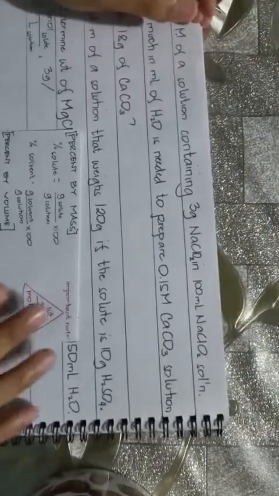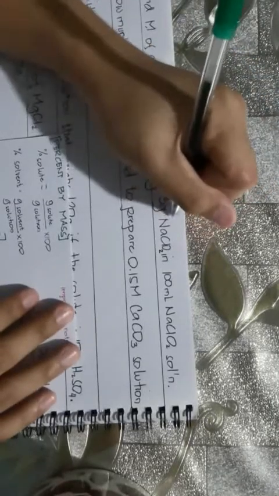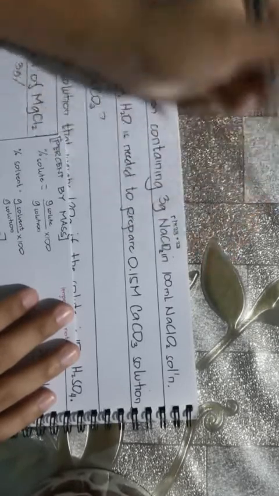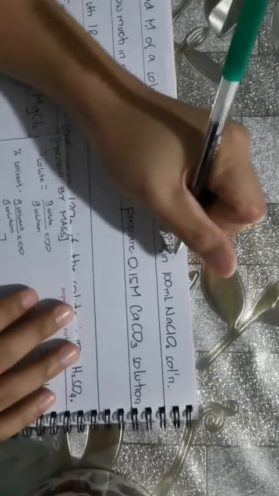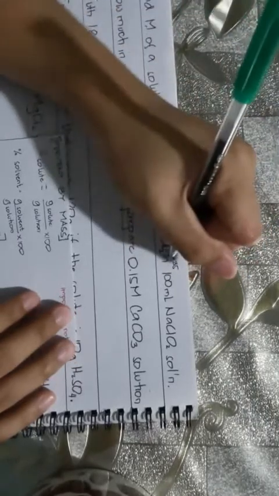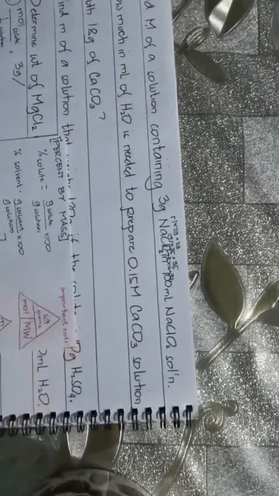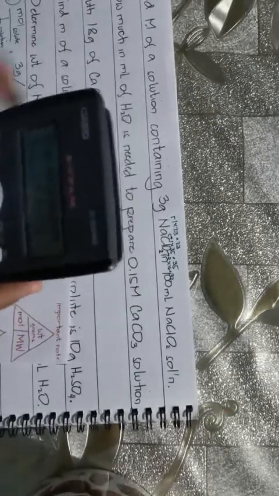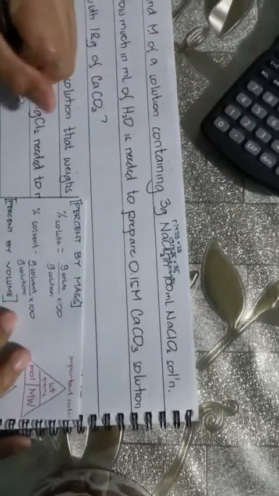So ano bang molecular weight ni Na? NaClO2 or sodium chloride. So si Na, isa lang siya, times 23, it is equal to 23. Next, chlorine, isa, times 35, it is equal to 35. Next, we have oxygen, 2 times 16, it is equal to 32. So, kukunin natin yung sum. So, 23 plus 35 plus 32 is 90. So, the molecular weight of sodium chloride is 90 grams per mole.